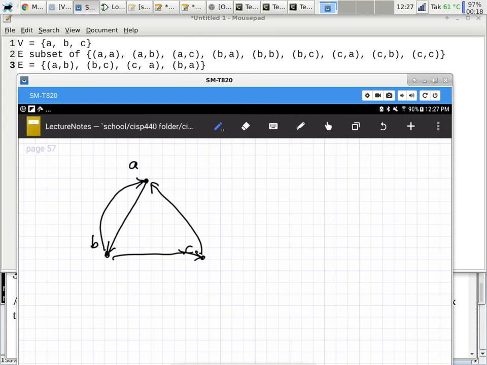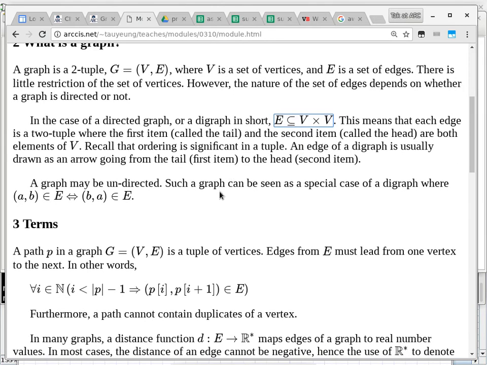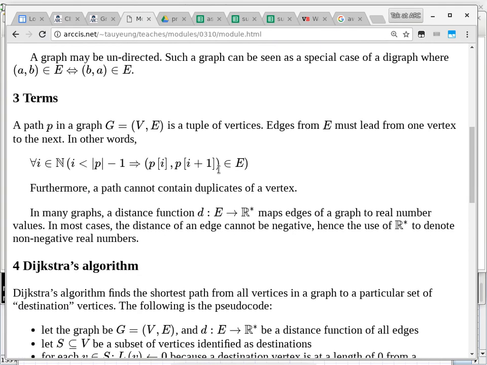All right. So are we still okay at this point? Cool. Getting back to the notes, we have some terms here, not really a lot at this point. A path in a graph is a tuple of vertices, and edges from E must lead from one vertex to another. This is technically not the definition of a path, but the definition of a walk, W-A-L-K. We'll get into those terms when we need to, but I don't want to throw out all the terms just for the sake of the terms.